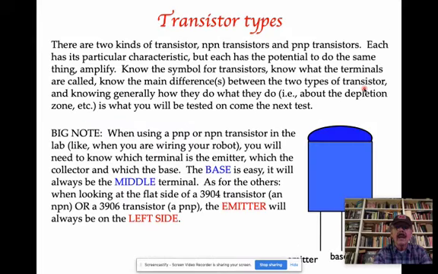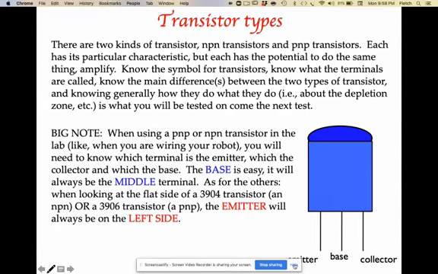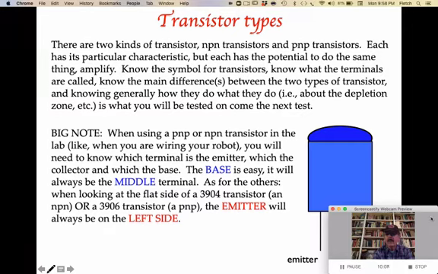Now, this is basically what a transistor looks like. Let me get rid of the picture so you can see it here. Actually, I might as well get rid of that too. Oops, no, go away.